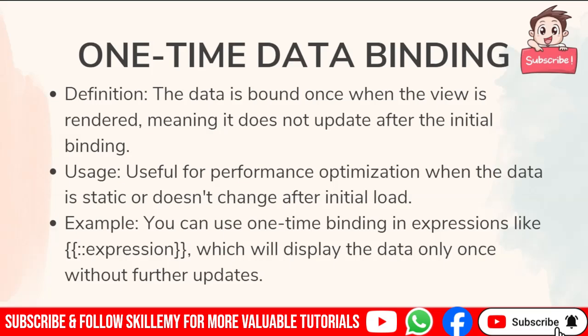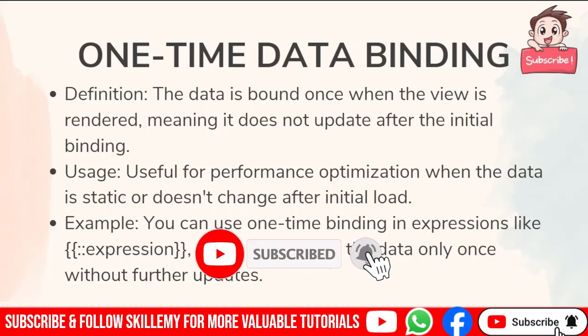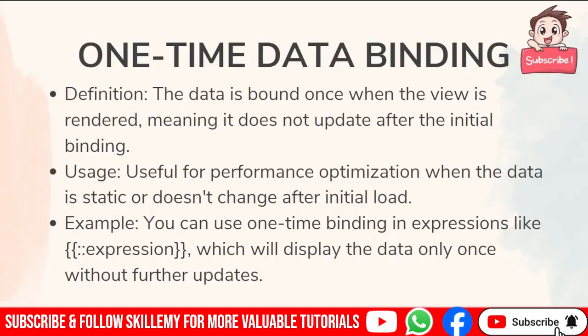Example: you can use one-time binding in expressions, like any specific expression defined in your AngularJS controller, while holding up two curly brackets, which can display the data only once without further updates. But when you apply the app controller or Angular module inside your command line, or let's say your form, or even the structure of the web application, you'll be able to use it multiple times. But the expression can only be used once to define it and also take it inside the module data area.